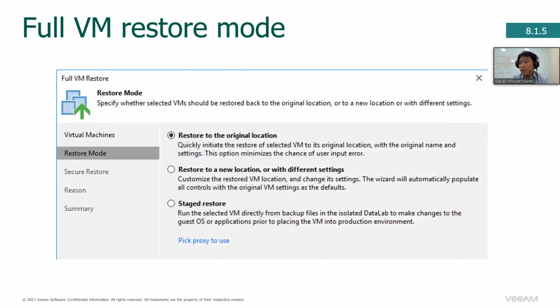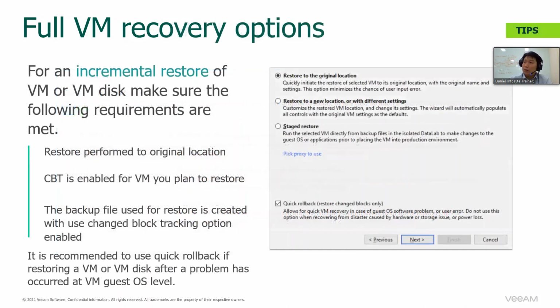to a new location. And we have this additional cost stage restore that we will also cover later that requires the Sure Backup Data Lab or Virtual Lab to do this. Okay, so later we'll see what is a scenario that we will utilize this option. Now, if you trigger the full VM recovery option, we have another additional thing here called quick rollback or what we call incremental restore.